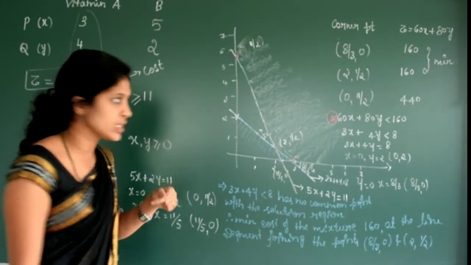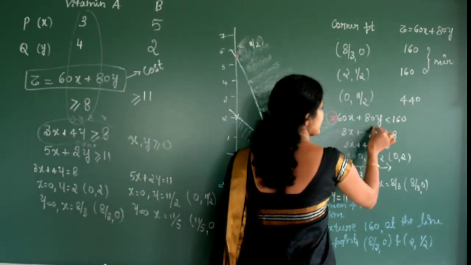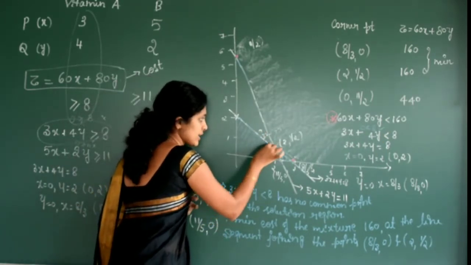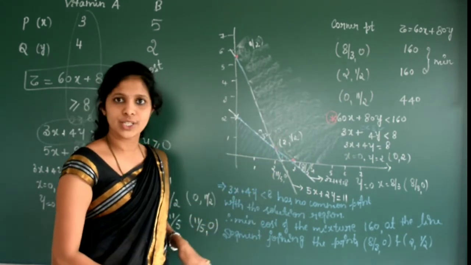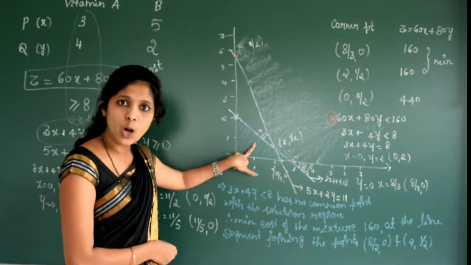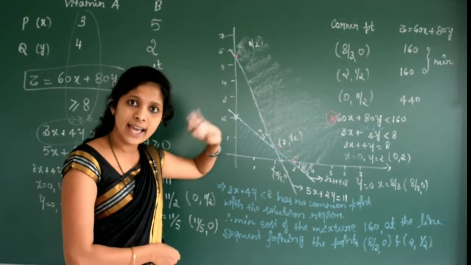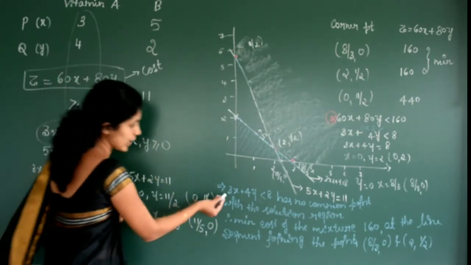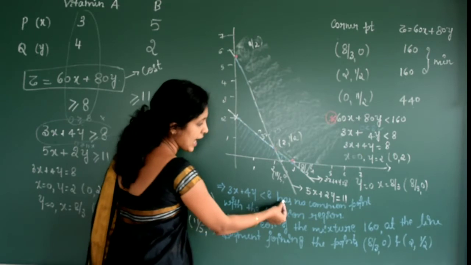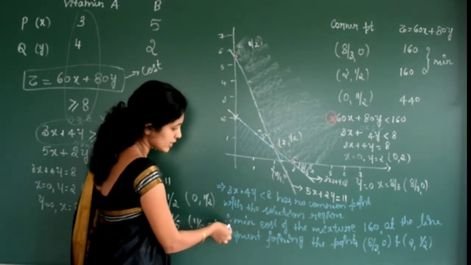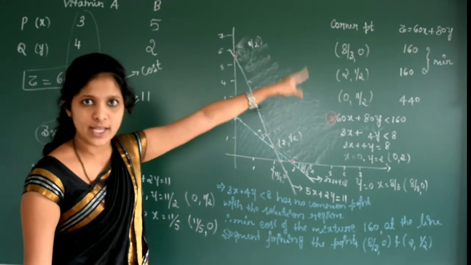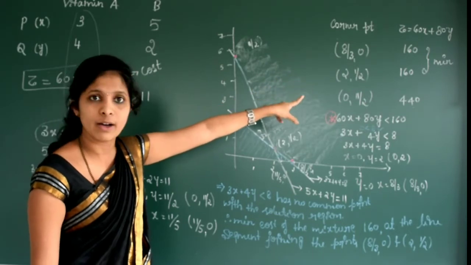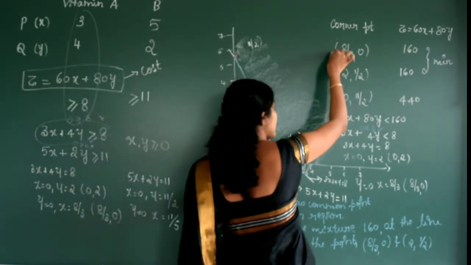Now to find the solution region, what you have to do? 0 less than 8, yes, it is true. So the solution region for this line will be downwards. Now check whether it has a common point with the solution region. No, right? So this is not having any common point with the solution region. Since it has no common point, we can say that 160 is the minimum value. Is it clear? Finally, we have tried that 3x plus 4y less than 8 has no common point with the solution region. Therefore, the minimum cost of the mixture is 160, and it is attained at 2 points, those are (8/3, 0) and (2, 1/2). That means the line segment joining these 2 points.